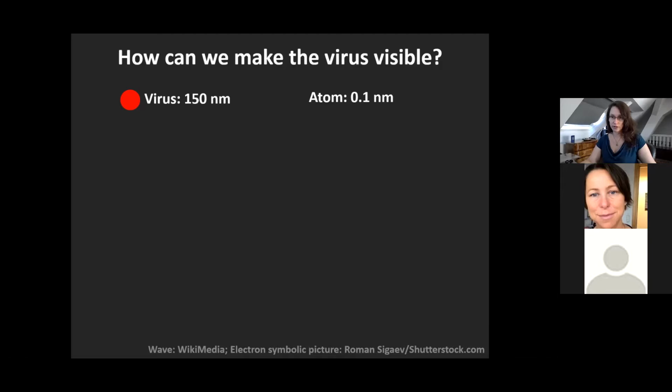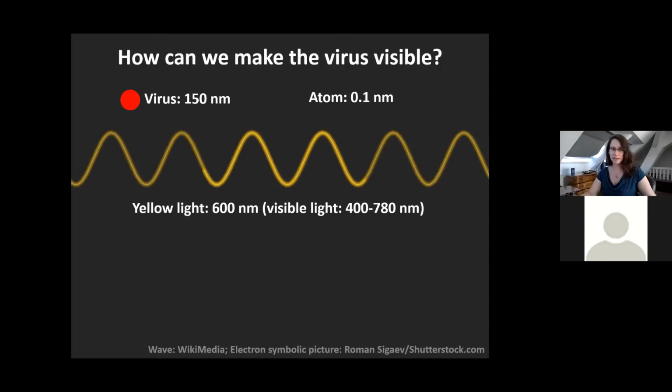make a picture of the virus, let alone seeing the atomic structure of the virus, visible light doesn't cut it. Because visible light has a wavelength of 600 nanometers, or 400 to 780, but this yellow one is 600 nanometers. So there we go, that's the problem. And what do we usually use to solve this problem?